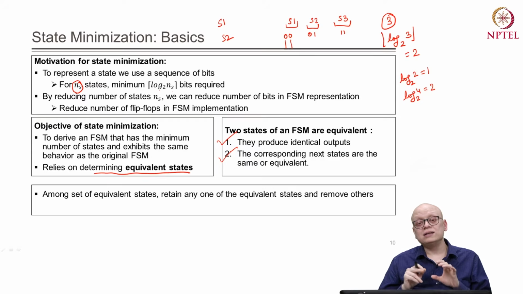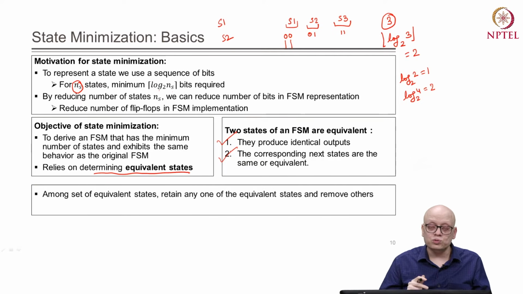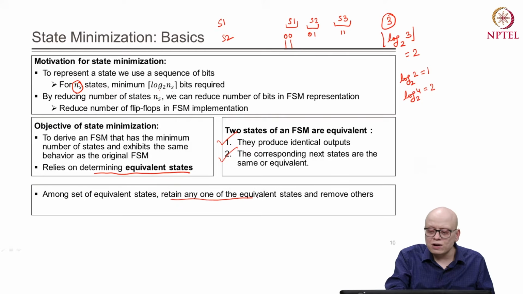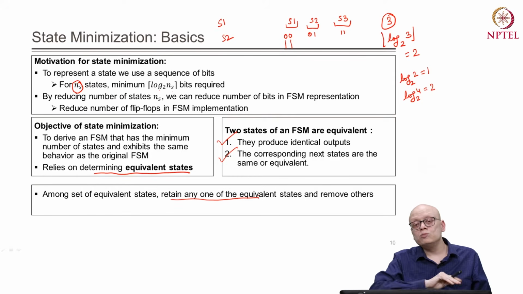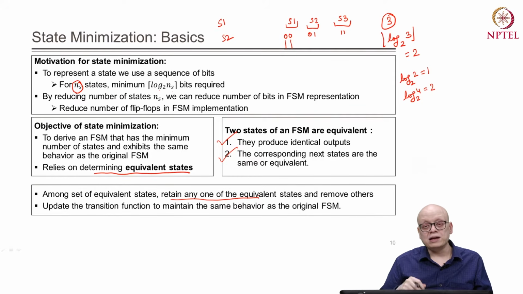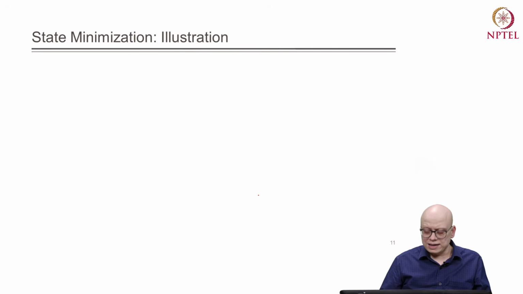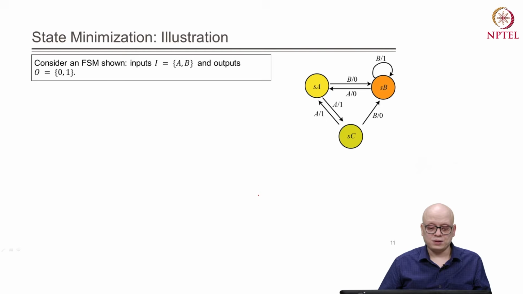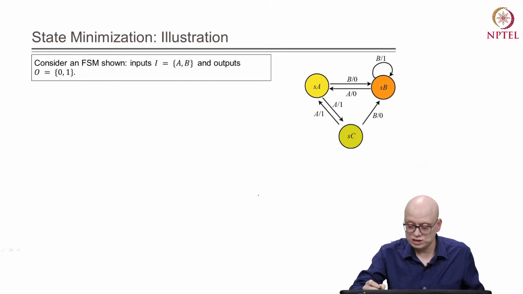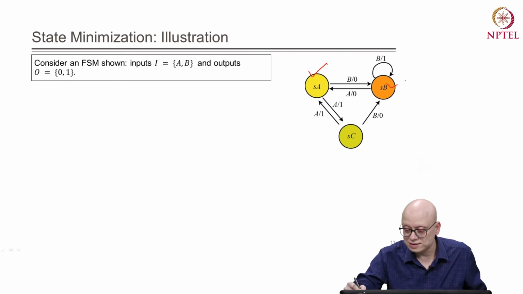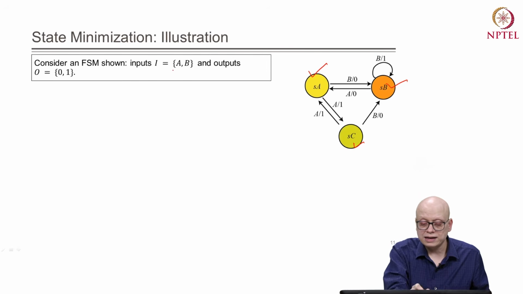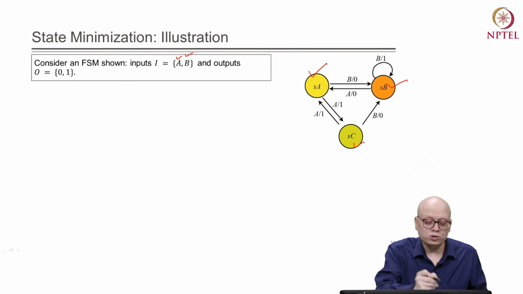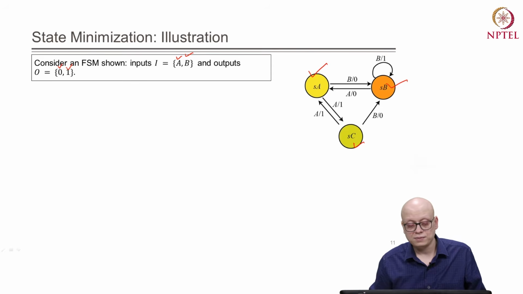When we find that two states are equivalent, we can retain any one of the equivalent states and remove the others, and then we update the transition function to maintain the same behavior as the original FSM. So, let us take an example to understand this. Now, consider this FSM which is shown here. There are three states here, SA, SB and SC, two inputs A and B, and two outputs 0 and 1.